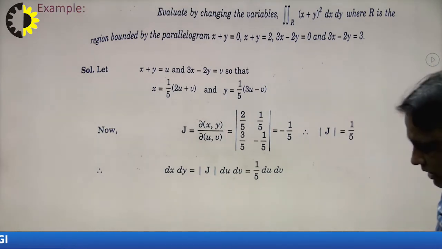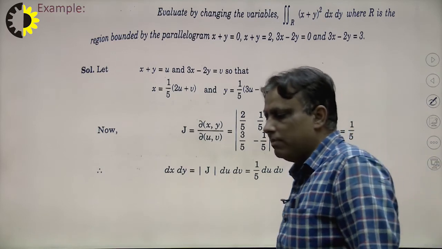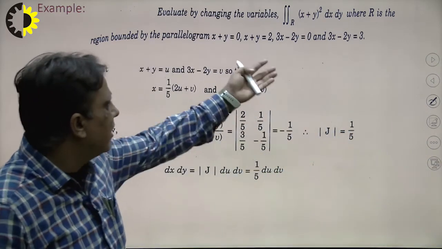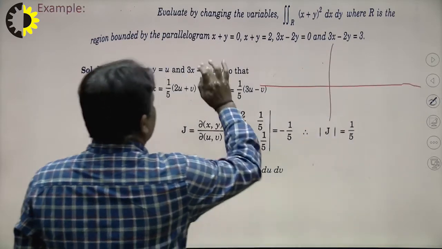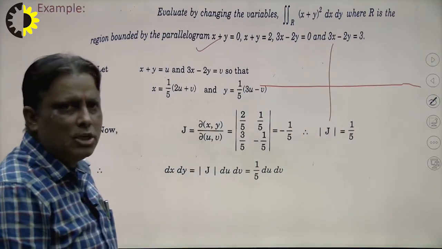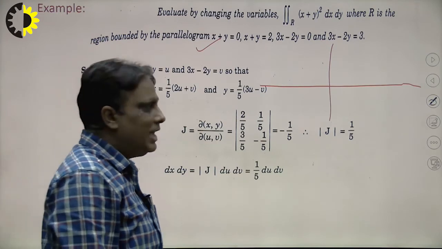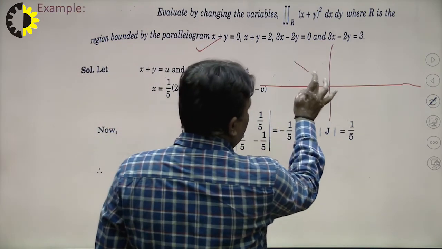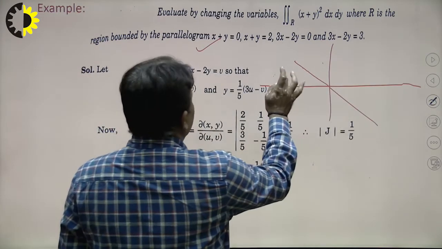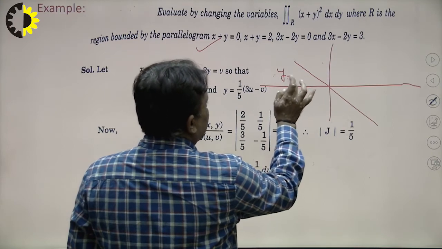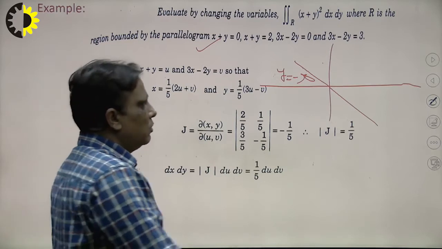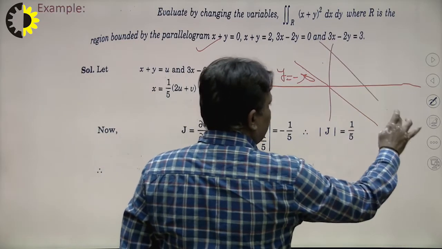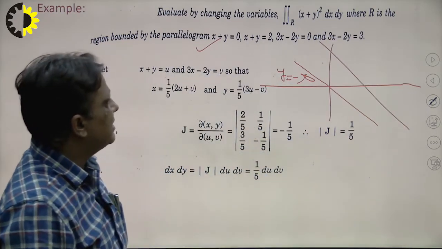Now the question is how to draw the diagram of this problem. First of all we draw the diagram in the xy plane. Suppose I want to draw the line x plus y is equal to 0. That means this is a straight line passing through the origin, known as the line y is equal to minus x. Now x plus y is equal to 2 will be passing through this line in this way. This is the straight line.